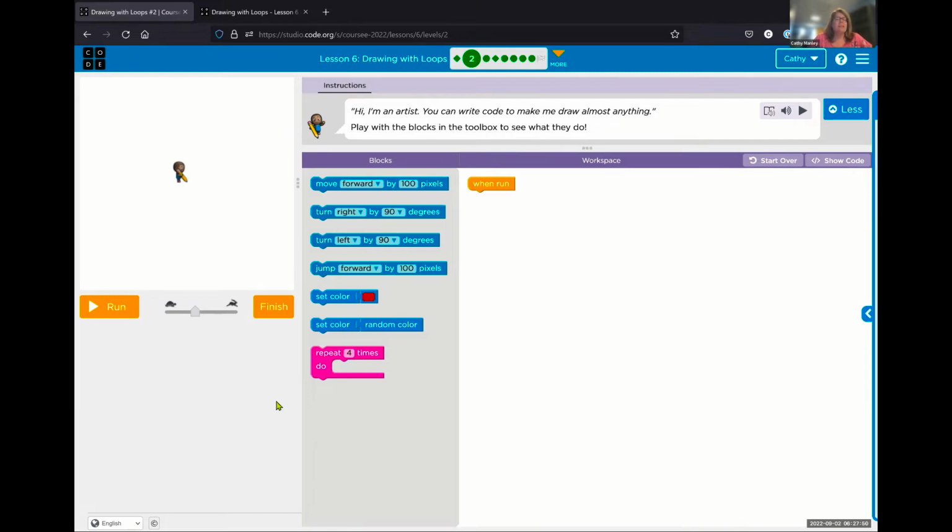Once they're done and you feel like they have a good idea of what's going on with the blocks, then have students share what they did, discuss some of the decisions they made, see if anybody actually made a shape or a pattern. Then they'll be ready to move on to puzzle 3.